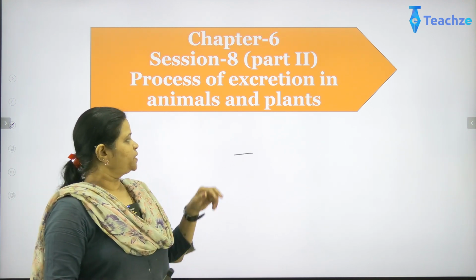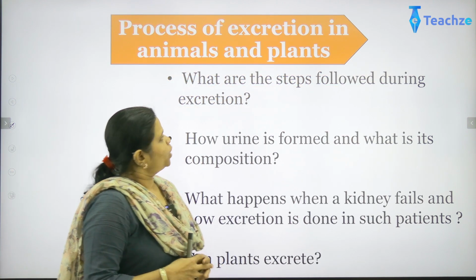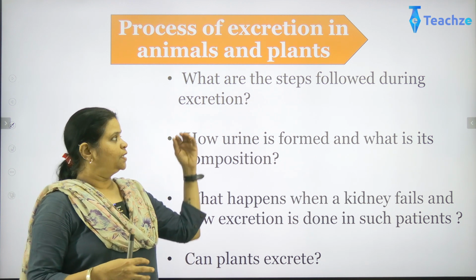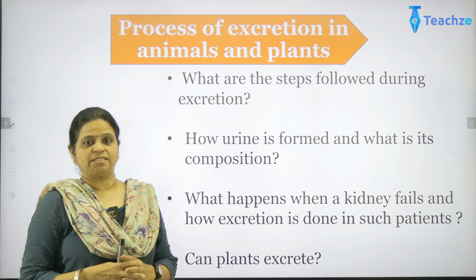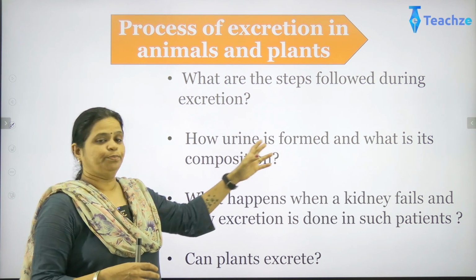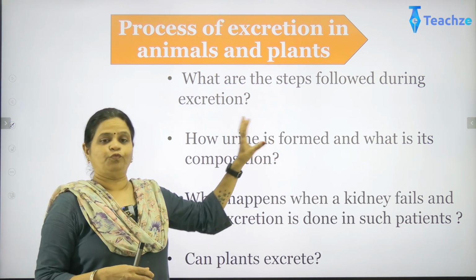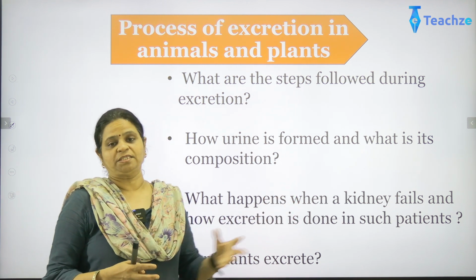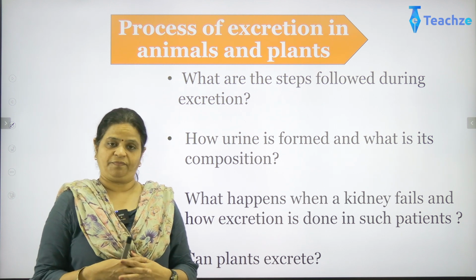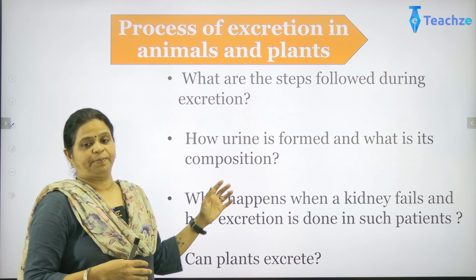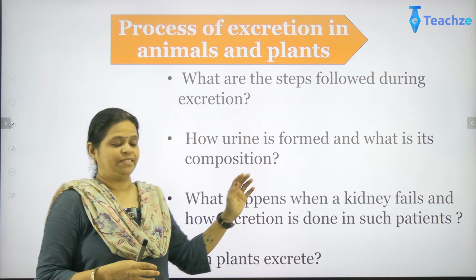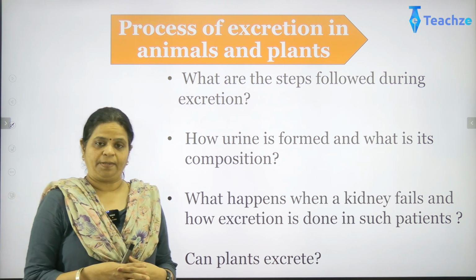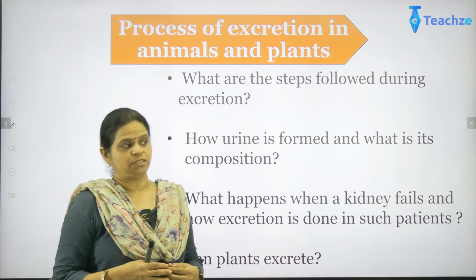Now coming to the subtopics for today. What are the steps followed during excretion? That will be our first subtopic. So we will learn how excretion takes place in different phases, what the composition of urine is, and why it is necessary to form in that particular way. The third one will be what happens in patients when a kidney fails to do this function, and how such patients can survive without the kidneys. Now what happens in plants? Can we see excretion in plants? These will be the 4 subtopics for today.